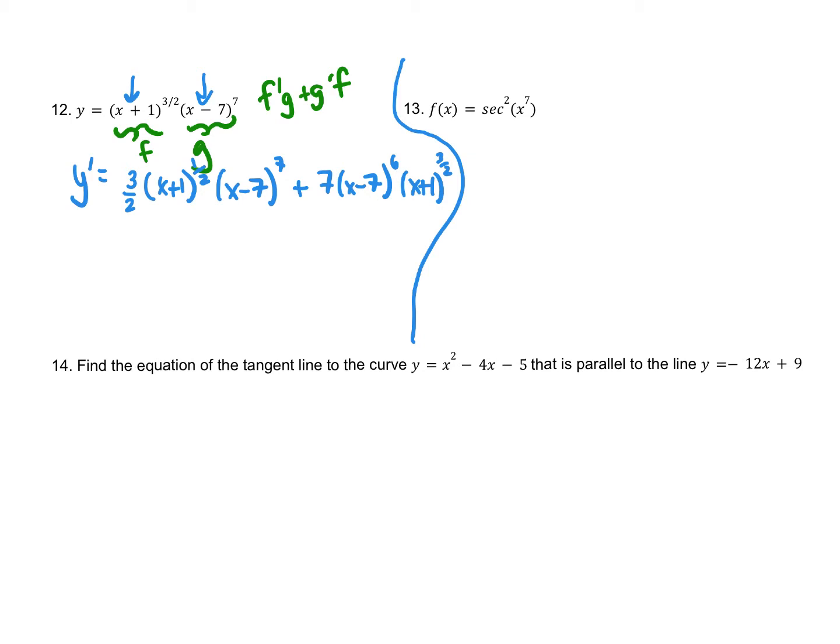Now 13 is a tricky one because there's no product, no chain, but what I do see is this has a couple chain rules. Because if I think of this function, this is essentially secant of x to the 7th all squared. So when I think about my outer function, it's actually a squaring function. So if you take the derivative of x squared, that's where you bring the 2 down and all that. But I'll have this inner derivative.